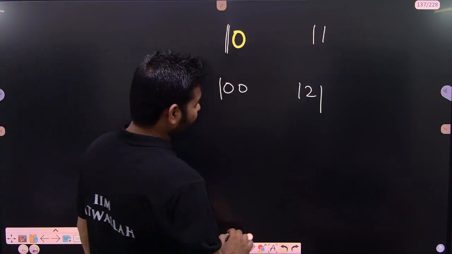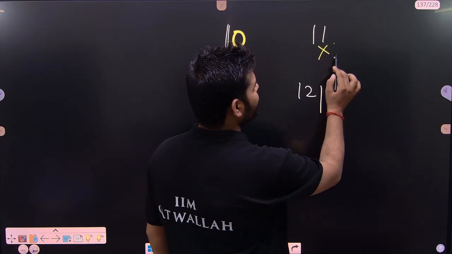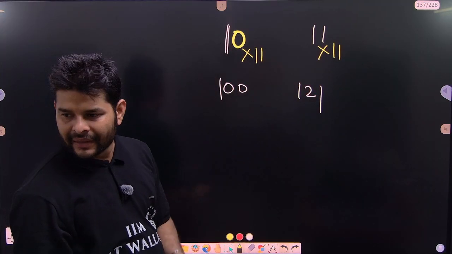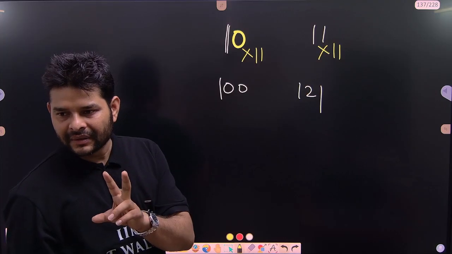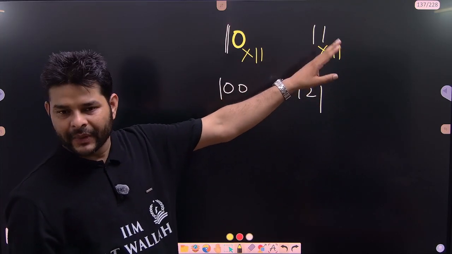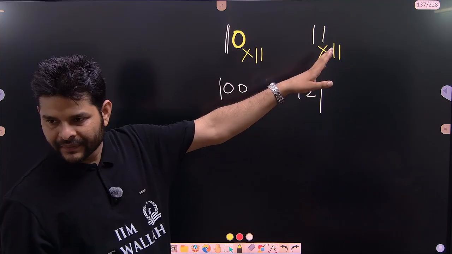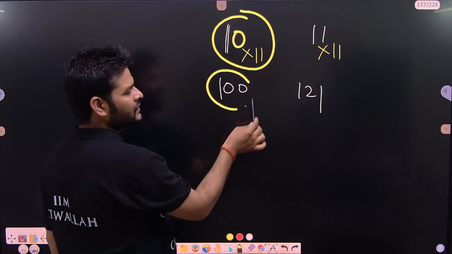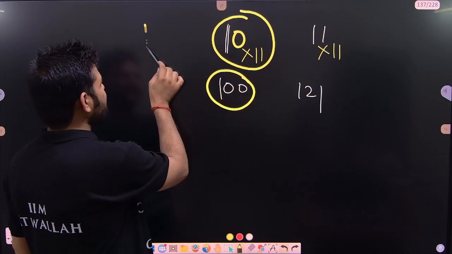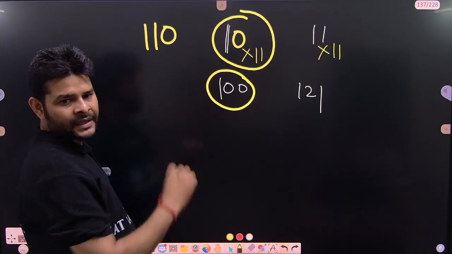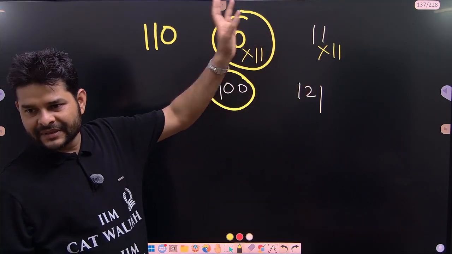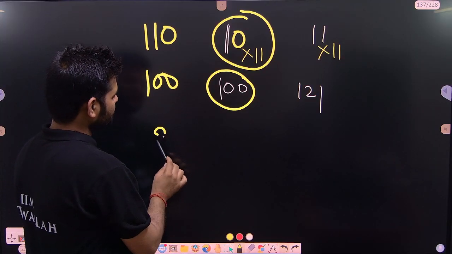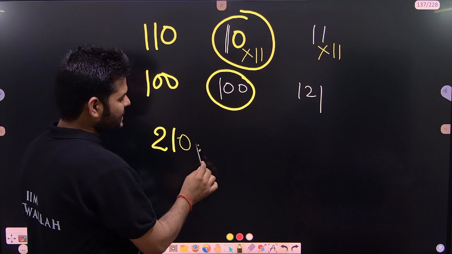We need to multiply by 11 here. We need to multiply 11 here. So all the installments are 21 unit. So we made the installments equal, and now this is principal and this is also principal. So in first year principal is 110, and second year principal is 100, total principal is 210.